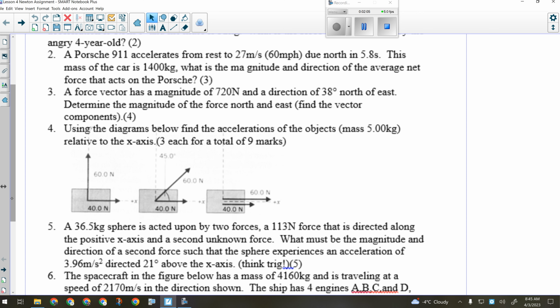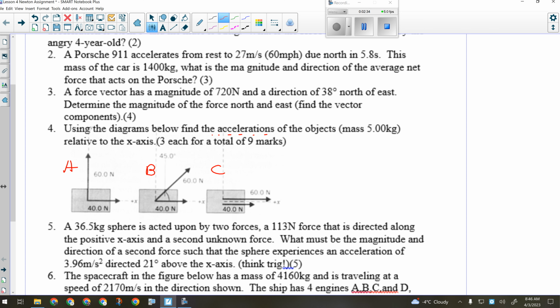For question number 4, question number 4 throws people, so really pay attention to this one. In question number 4, there are 3 parts. This is part A, this is part B, and this is part C. These are the free body diagrams for those parts. So you don't need to draw free body diagrams for question number 4. What they want is the accelerations in each situation.